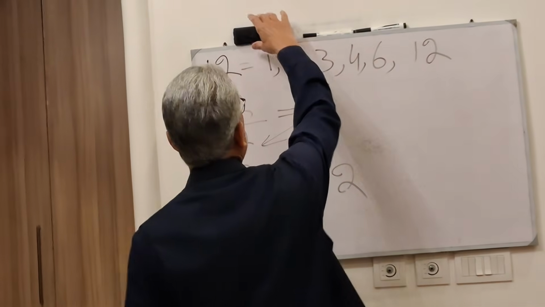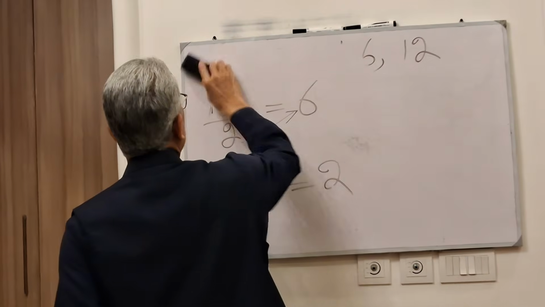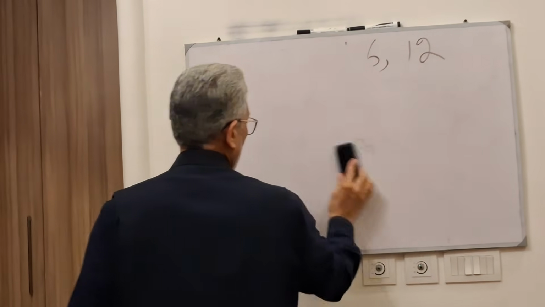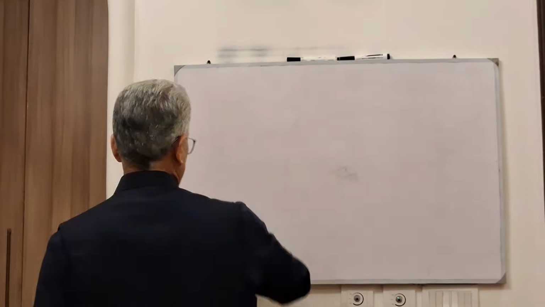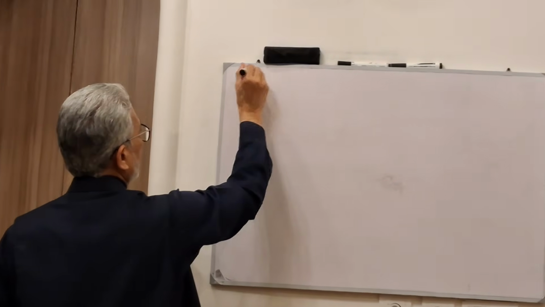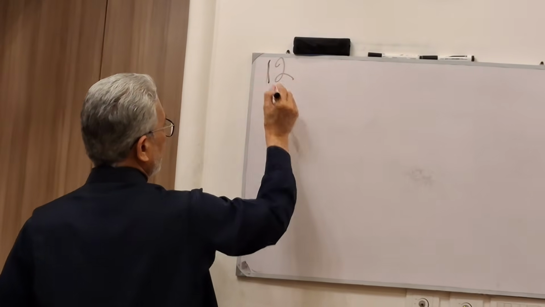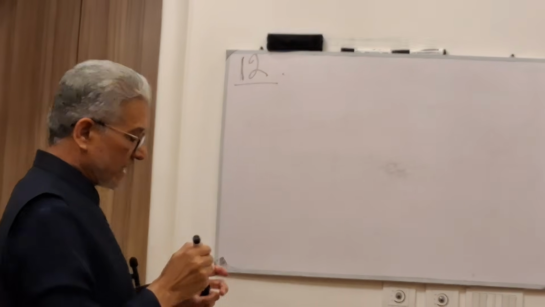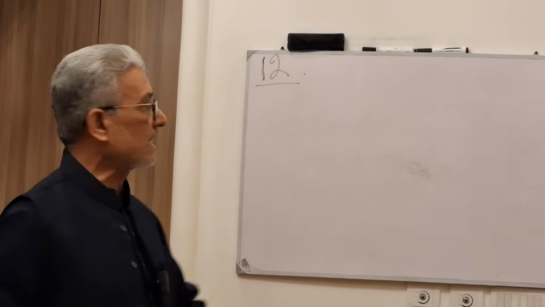The other method is multiplication method. Now, what is multiplication method? We are finding factors of 12. The first was clean division method, now is multiplication method.